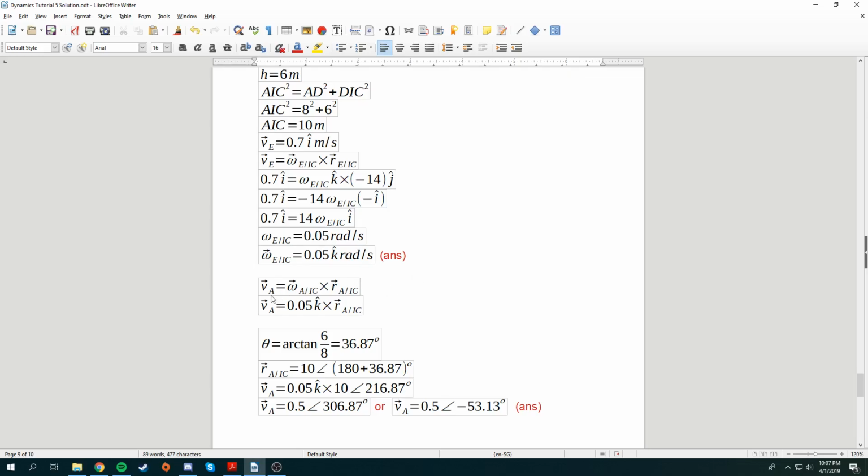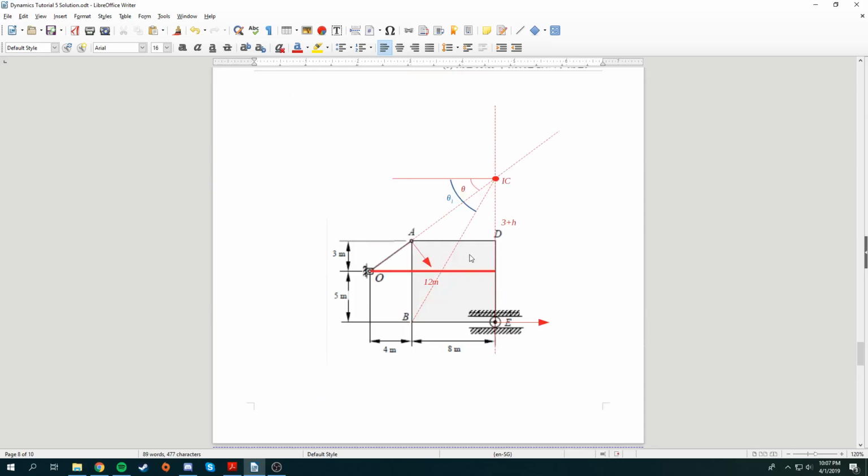Next, I'm trying to find velocity of A. Very similarly, velocity of A is angular velocity of A from IC crossed with position vector of R from IC. Angular velocity A from IC is the same as angular velocity E from IC, because like I said, angular velocity along this entire plate, any point along this plate about point IC has to be the same.